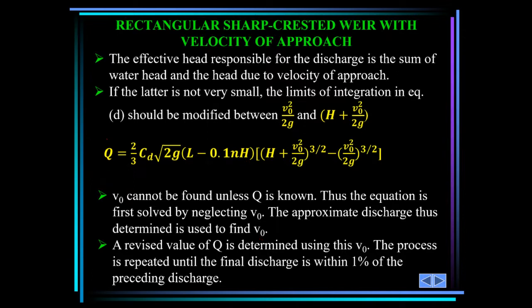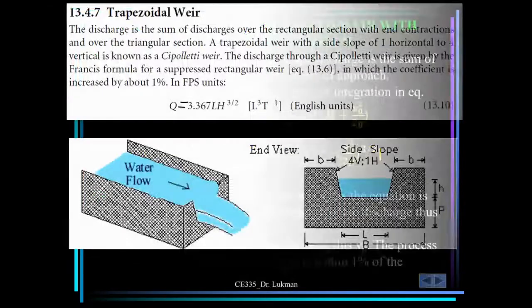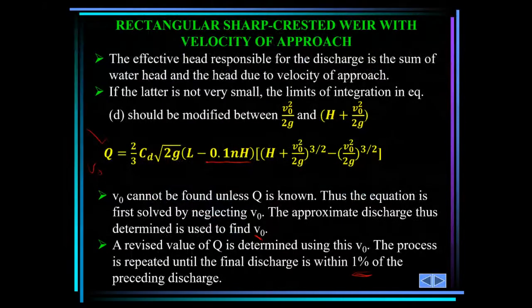We'll take an example here to demonstrate the application, to demonstrate a case when we have to include the velocity of approach. Because like I mentioned, the effective head responsible for the discharge is the sum of the water head and the head due to velocity of approach. Okay, so this is the water head, and this is the head due to the velocity of approach.